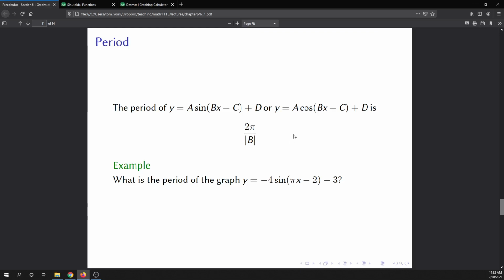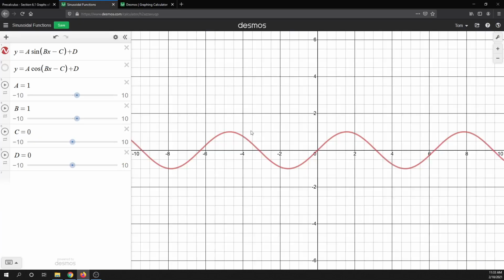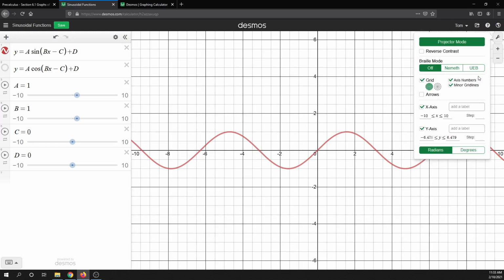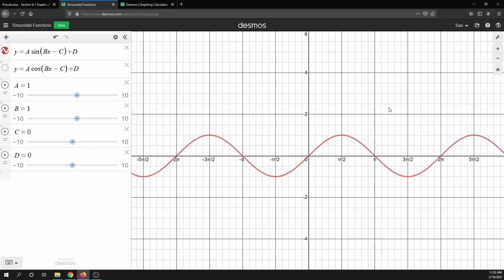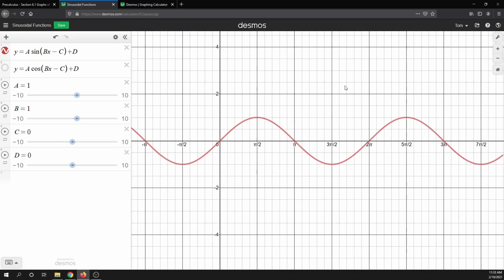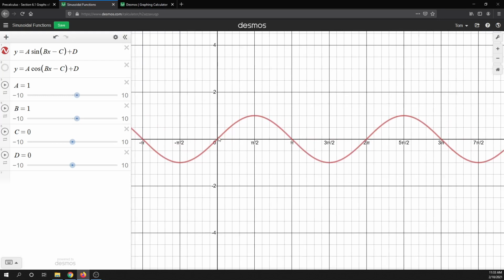Okay, so remember the period of a periodic function is the minimum horizontal distance that it takes for the function to repeat itself. For the regular sine and regular cosine function, it is 2 pi. If we look here, this is the regular sine function, and since we're talking about horizontal things now, I'm going to put the step on pi, and that will make it so that we can see those values a little bit easier.